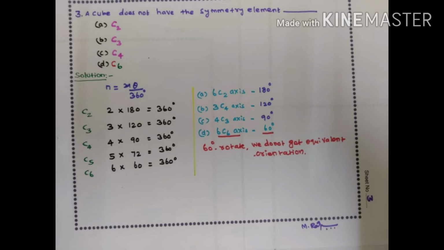Option A, 6 C2 axis, 180 degree, it is the linear structure. Option B, 3 C4 axis, 120 degree. C4 axis is 90 degree. C6 axis is 60 degree. So when we rotate by 60 degree, we do not get an equivalent orientation. Answer is option D, C6.